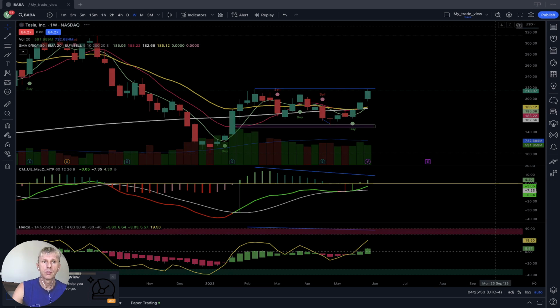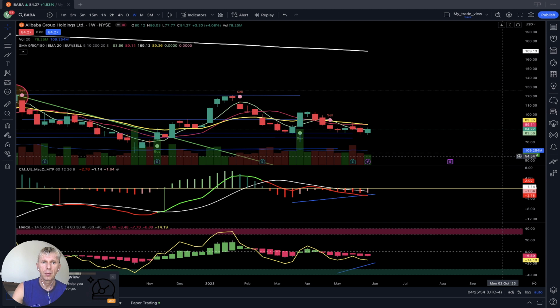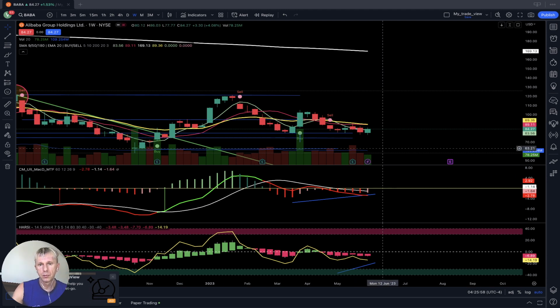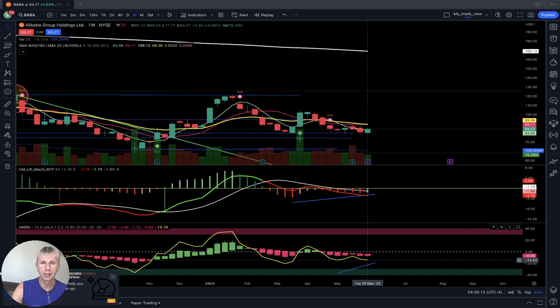Let's see Baba weekly, right? Baba very weak. The last bar is below all moving averages, below 200, below 20. It is bearish territory. MACD red below zero line, bearish territory. Heikin red below zero line, and RSI negative. Baba is weak on the weekly time frame.